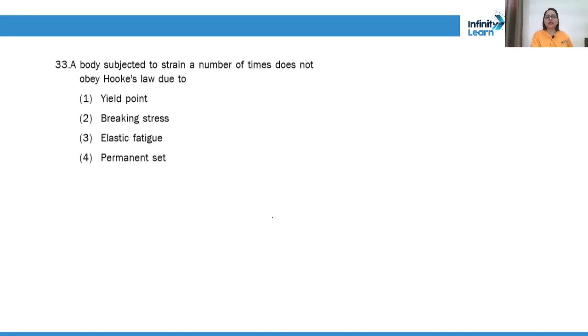Question number 33. A body subjected to strain a number of times does not obey Hooke's law due to elastic fatigue, right? So option 3 is correct.